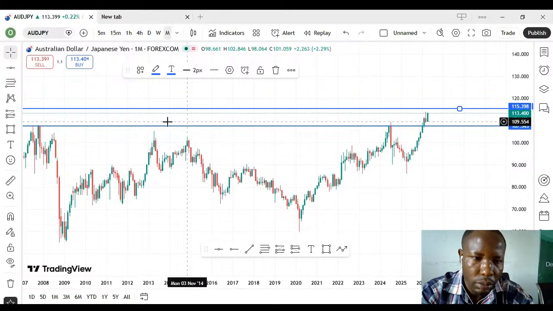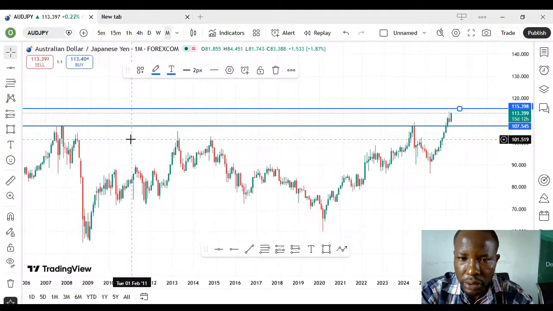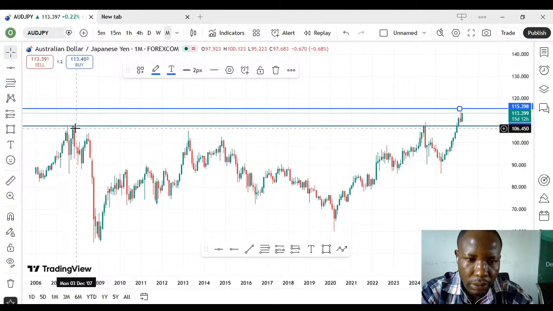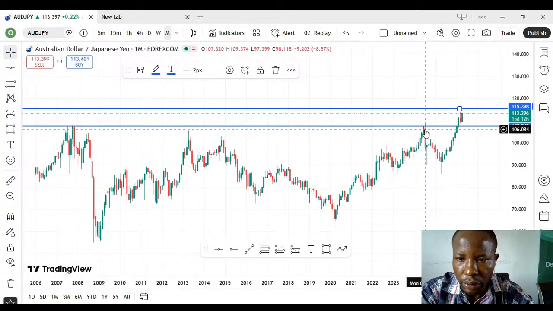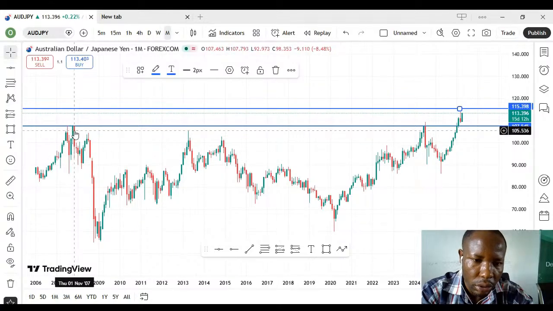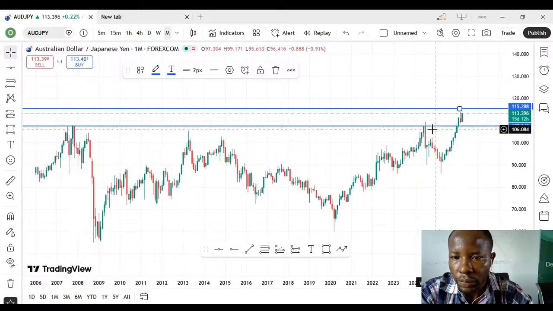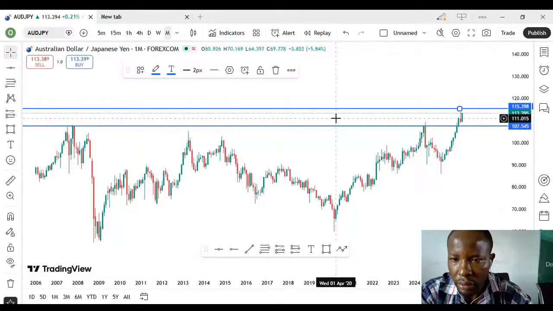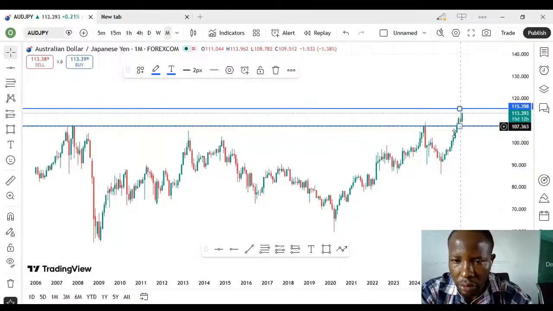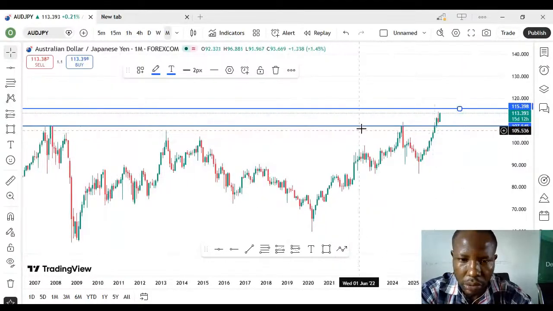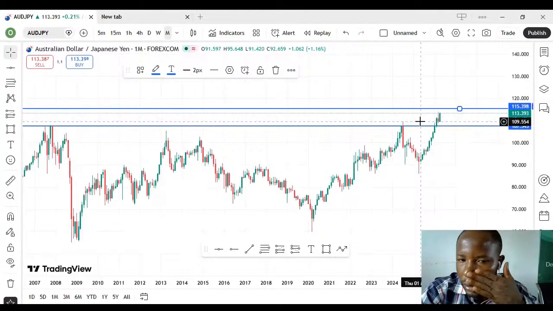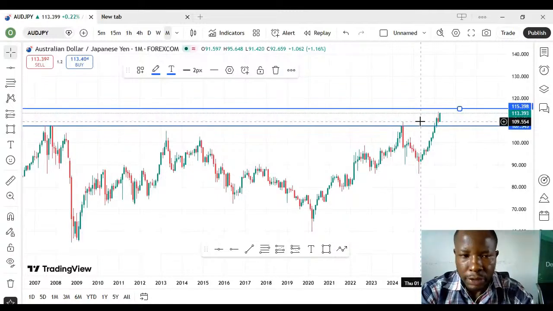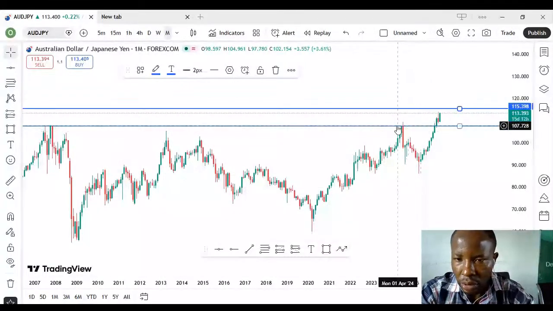Look at it. It pushed price out twice on the monthly time frame. It pushed price from here as well. It pushed price from here. This is 2024 and this is 20. So 2007 the market came, the last high was here. But this time around this year it broke out this particular resistance that has been there since many years now.